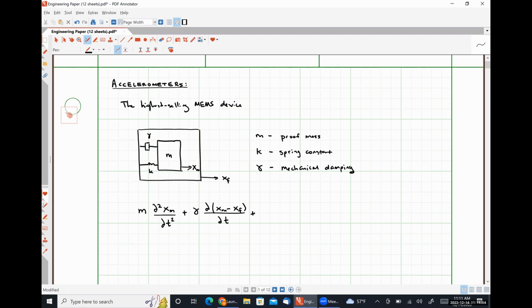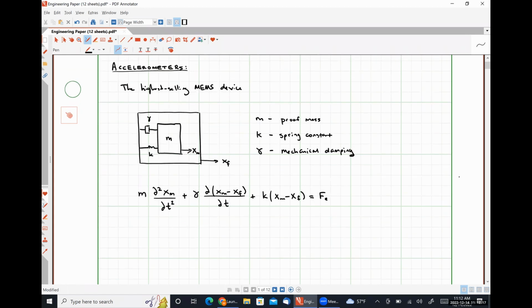And then we're going to have Hooke's law: K times the difference in the displacement of our mass and our frame, because that tells us effectively how far our spring has extended. And this will be equal to Fe, the external force experienced by the system.